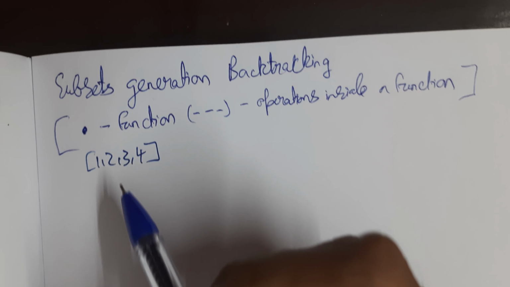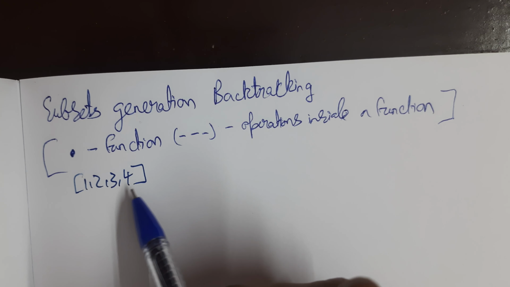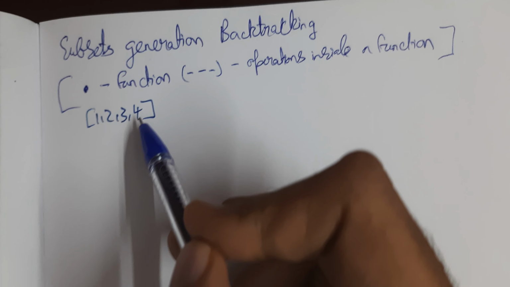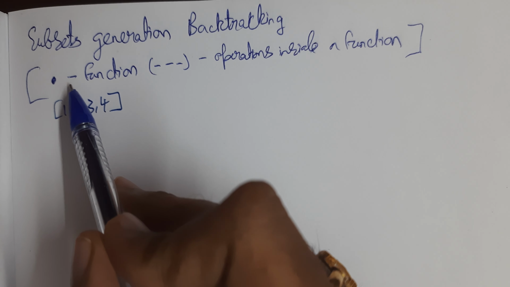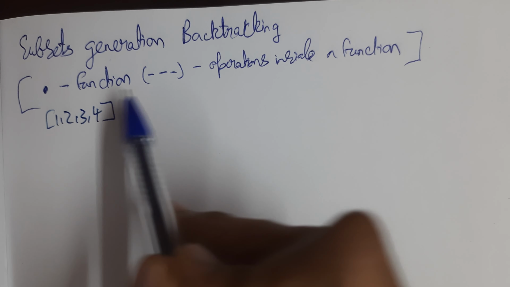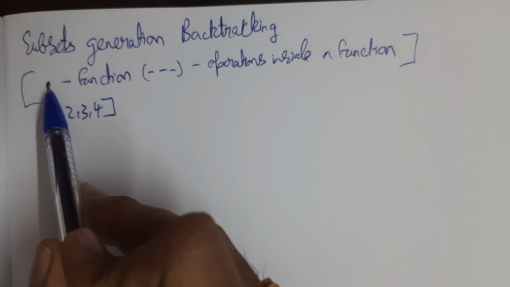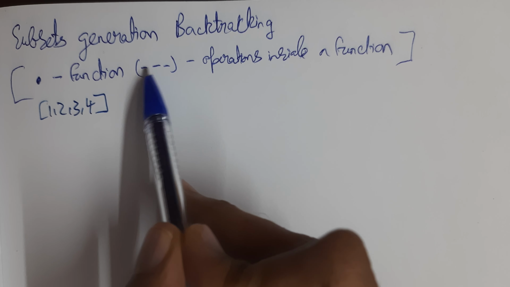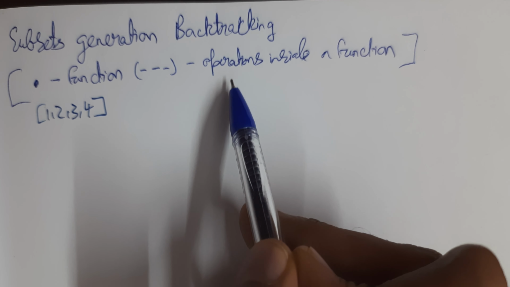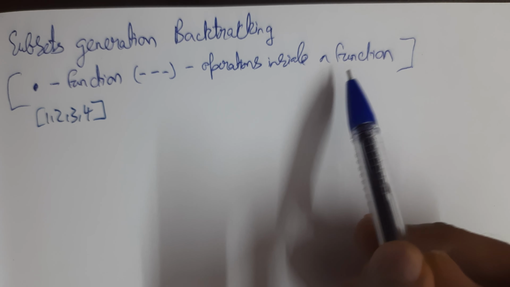As we see here, we'll use this entire set, and we'll generate the subsets for this given set using backtracking. So before going to solve this problem, please keep these symbols in mind. When I use a dot, it means I'm going to another recursive function, and when I use dotted lines, that means I'm performing an operation inside the given function.